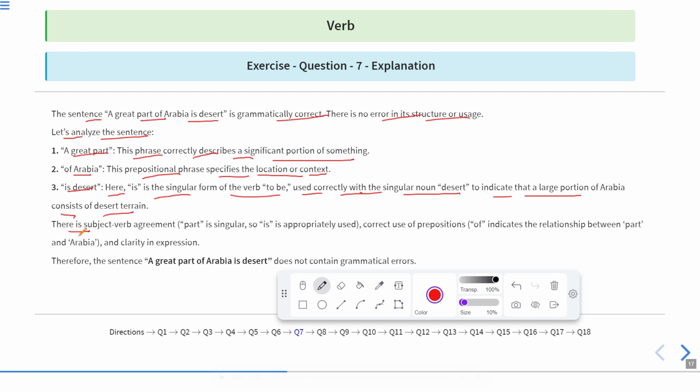There is subject-verb agreement. Part is singular, so is appropriately used. Correct usage of the preposition of indicates the relationship between the part and Arabia, and clarity in expression. So therefore, the sentence, a great part of Arabia is desert, does not contain any grammatical error. So the sentence which is given to us is absolutely correct. So here our answer will be no error again. Now let us move to the next one.